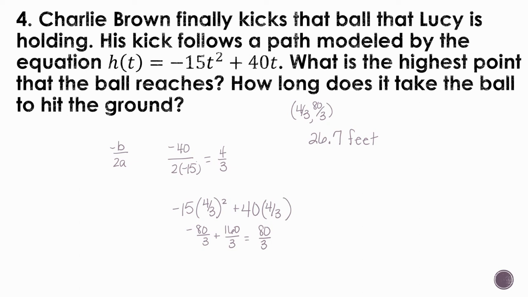So what we're trying to find out is when the height is 0, right? Because that's when it would be hitting the ground. So we're going to go back to this equation. I didn't leave myself very much room here. And we're going to solve for when negative 15t squared plus 40t is equal to 0.